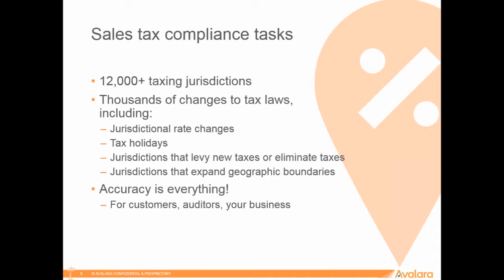So every month, even if you did the research on all of the rates and rules and you thought you had it down, at the end of the month you have to start the whole process over again because rates can change, rules can change. There's so many changes all the time that you have to make sure you're staying up to date with this, because otherwise you could get audited and you could be doing things incorrectly. Accuracy is everything, not only for customers, auditors, and your business.